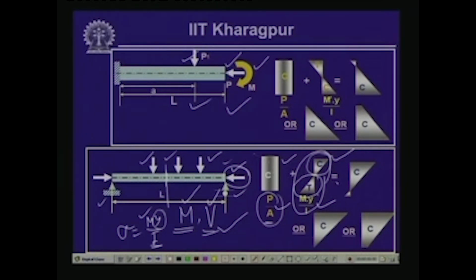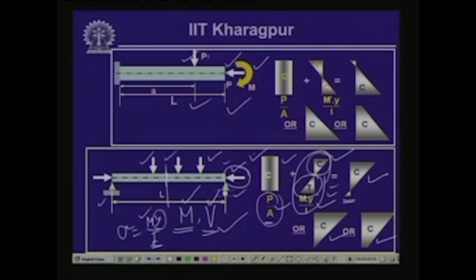So, if we combine these two normal stresses together, the normal stress produced by the axial load and the normal stress produced by the bending, then we get a combined stress form, either in this form, or in this form, or in this form, and we have discussed why we get these three different situations.